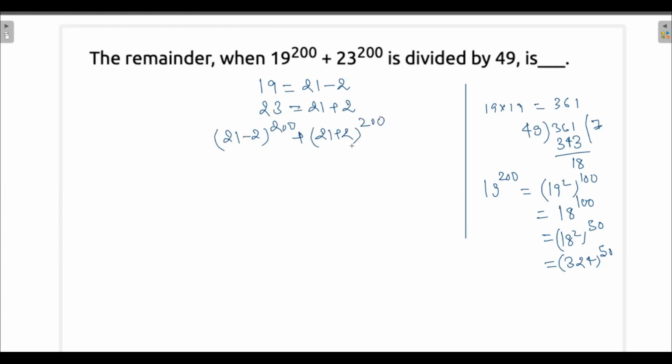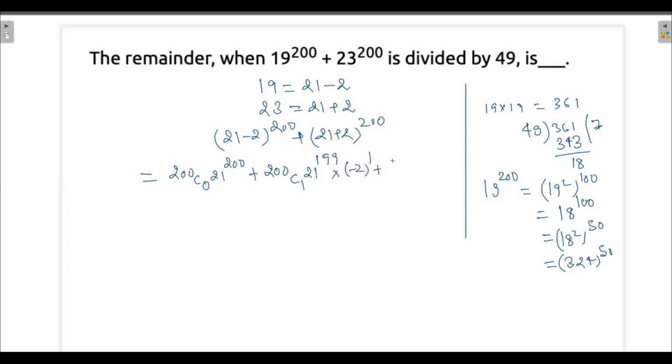And now I could do a binomial expansion of all this. For the first part you will get 200C0, and that will be 21 raised to the power 200. Then the next one will be 200C1, and this will be 21 raised to the power 199, because this is 200 minus 1, 199, into minus 2 raised to the power 1.